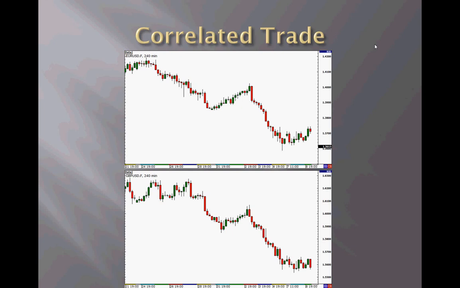To prove to you that the numbers don't lie, here are their 4-hour charts. Notice how they both moved in the same direction, down. Returning to the subject of risk, we can see that opening a position in both the euro dollar and pound dollar in the same direction is doubling up on a position.